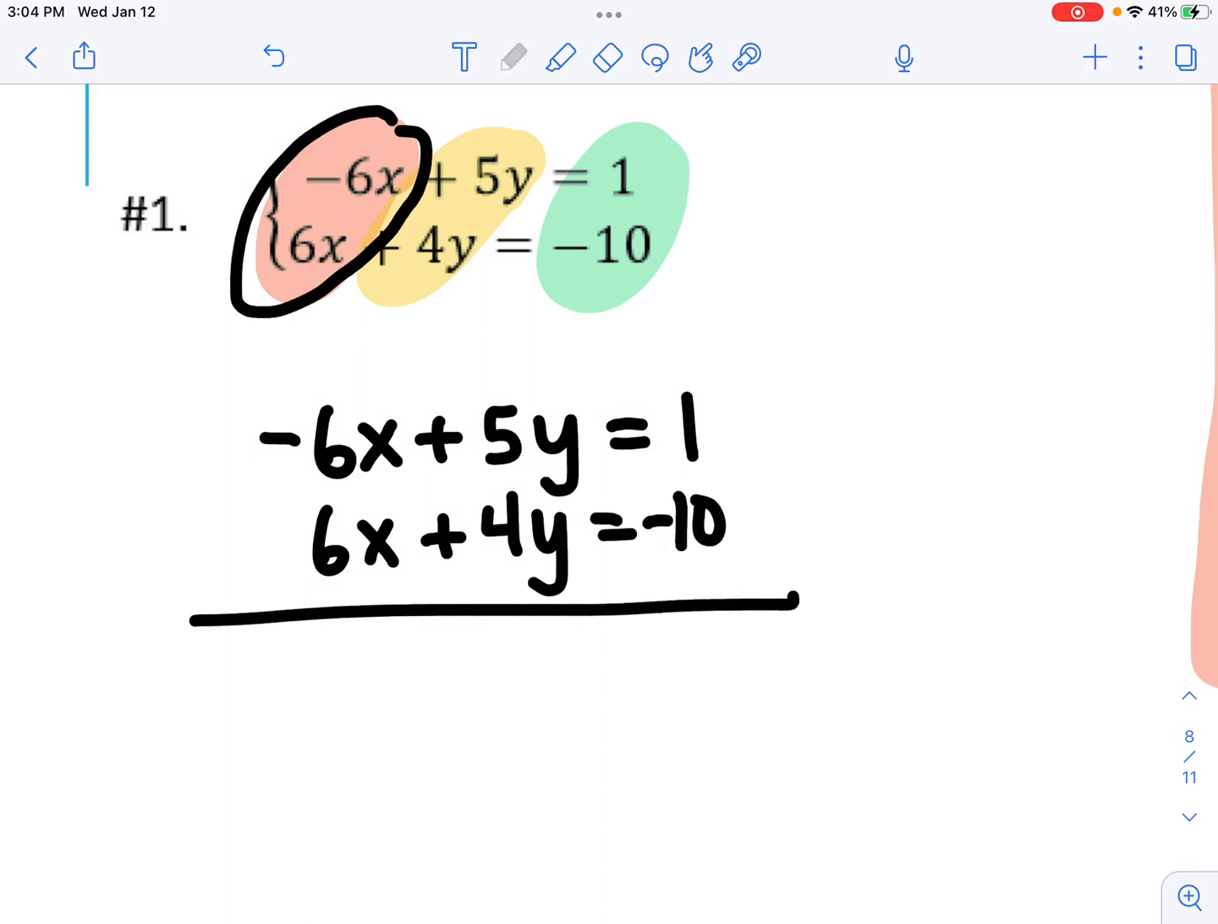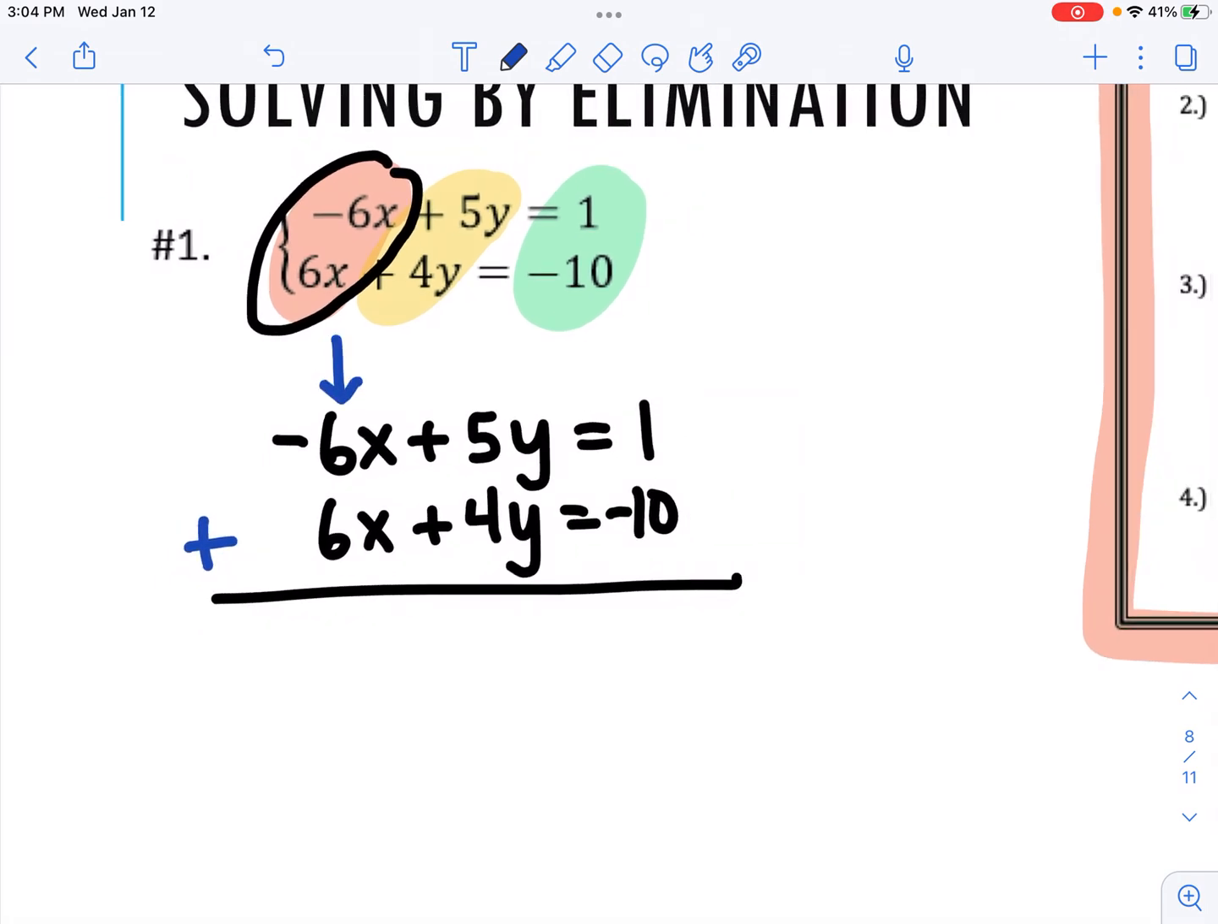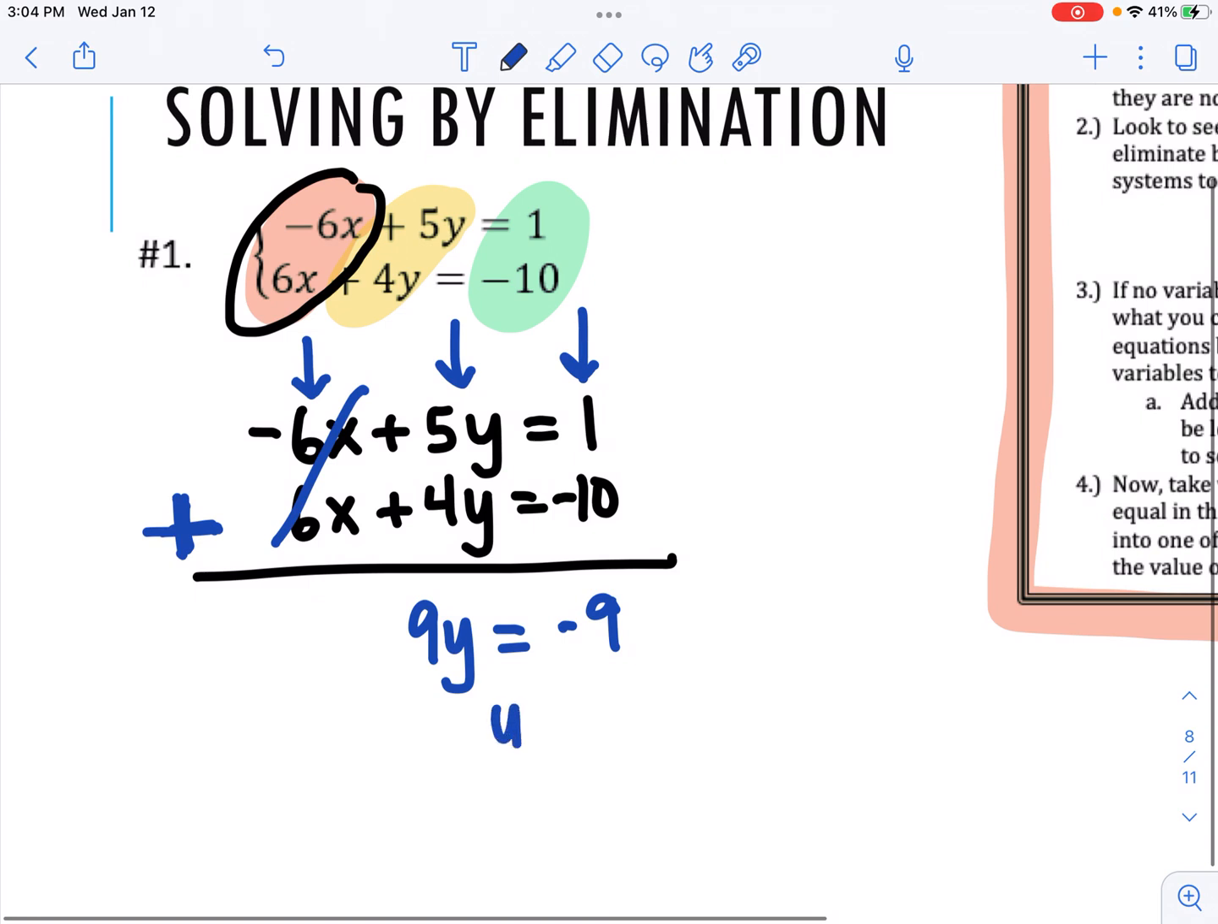Now, we don't know how to solve equations with two variables, so we have to eliminate one of the variables. So I'm going to start all the way to the left, and I notice negative 6x plus 6x gives me 0, so that cancels out. I'm going to move to my next column. 5y plus 4y gives me 9y, which is equal to, go to the third column, 1 minus 10 gives me negative 9. So my final answer here is y equals negative 1.